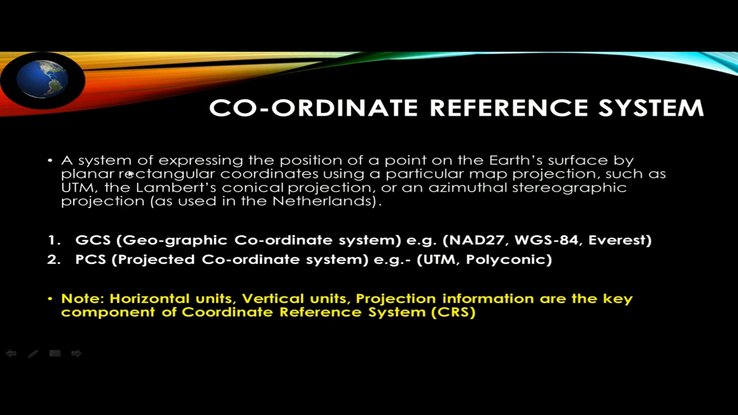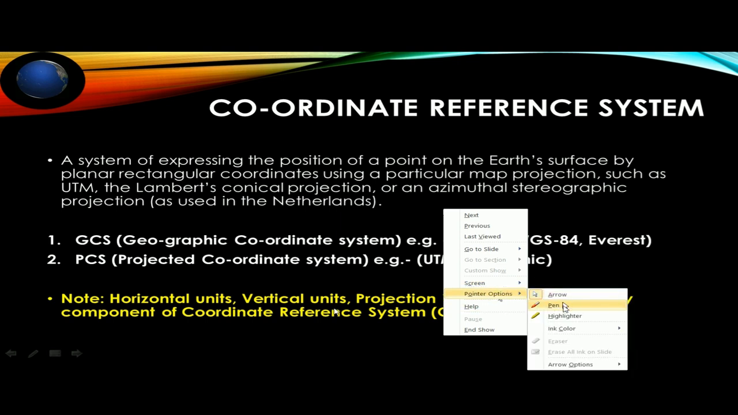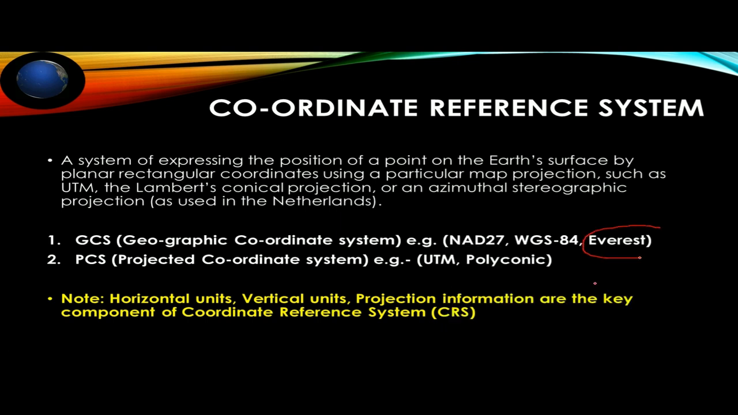It goes to WGS 1984, as I have told you also regarding this. In India, we have Everest. As per the Indian reference system, Everest is the main one. But for uniformity all over the globe, we are going for WGS 1984, which can be considered for almost all of the countries. That's why we prefer WGS 1984 when it comes to the geographic coordinate system.